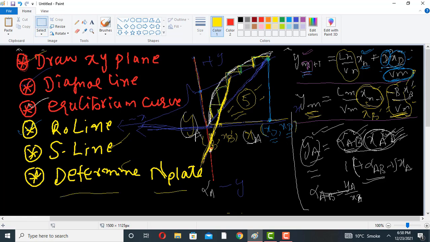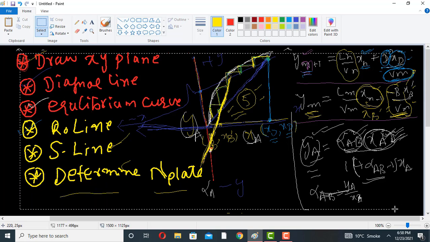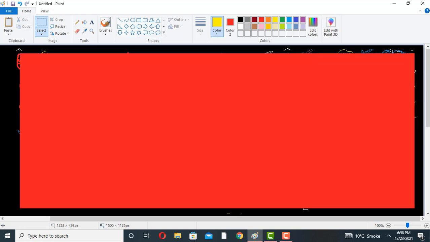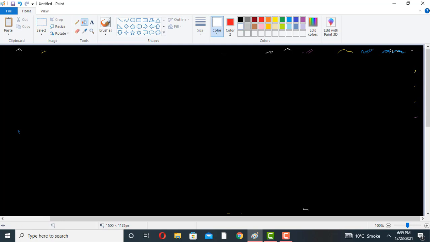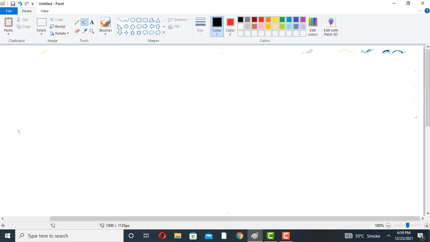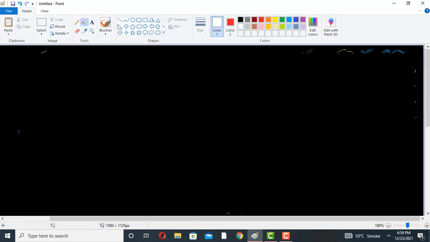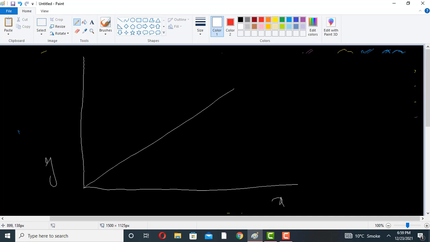So this McCabe Thiele method is very simple. Just for your information, first of all, draw the XY plane. This is the XY plane. Draw the equilibrium curve.